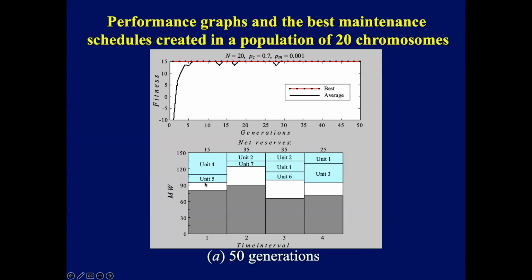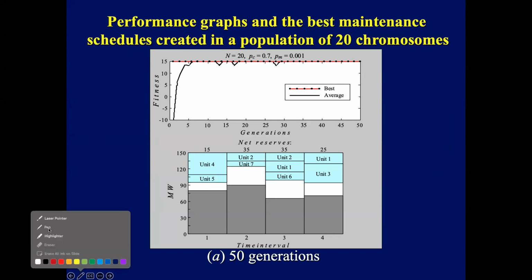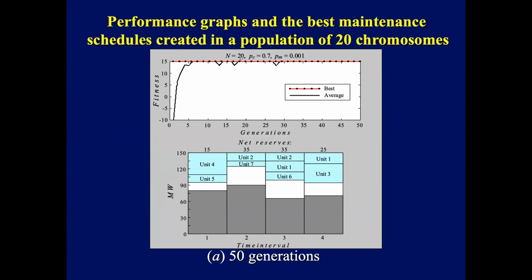So when we run, here we are being told that we can decide on the population size. Also, these crossover and mutation probabilities are there, and also the generations, how many generations we want to run for.